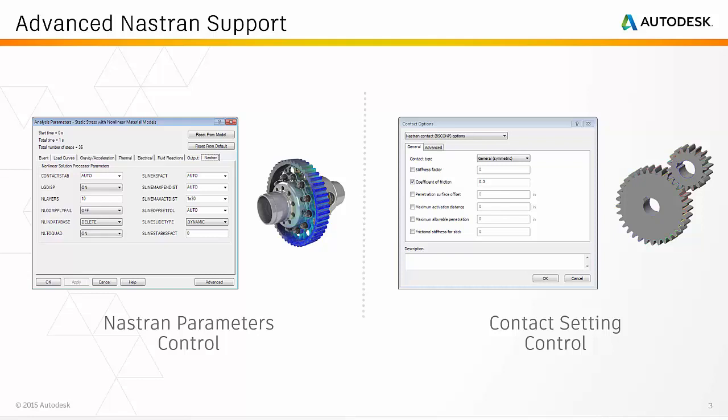In Simulation Mechanical 2017, we focused on improving the support for Nastran solvers by including full control over Nastran's parameters for static stress with nonlinear material models within the analysis parameter dialog. In addition, we improved the contact settings dialogs. The 2017 release includes unique controls for Simulation Mechanical solvers and Nastran solvers. These controls are unified in a single redesigned contact options dialog, and they differ based on your selection of global contact settings versus explicit contact pair settings.